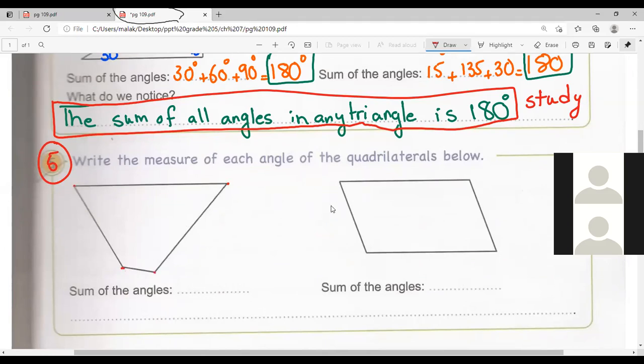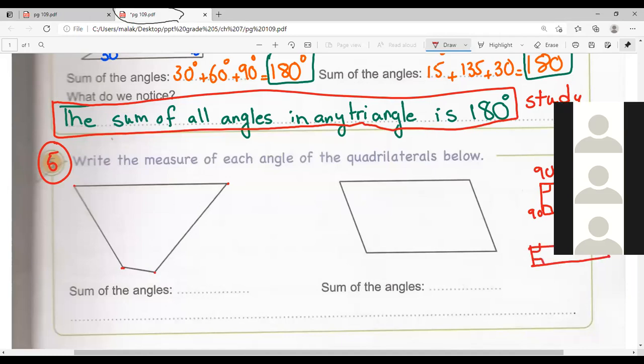We have 4 vertices. The square is a quadrilateral because it has 4 sides, 4 angles. Who will tell me what are the angles of the square? All of them are perpendicular. So how much does each one measure? 90. Exactly. Bravo, Jad. 90. Rectangle also. It's 90, because all the angles are right angles. It has 4 right angles.